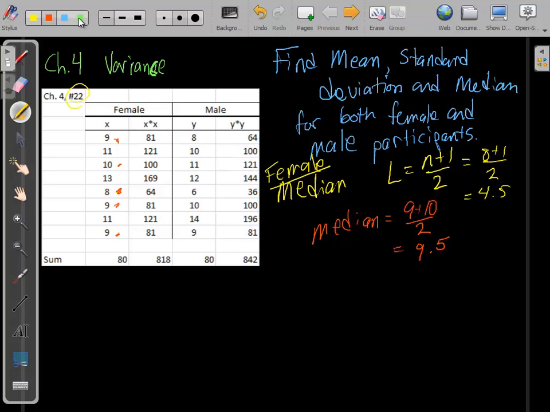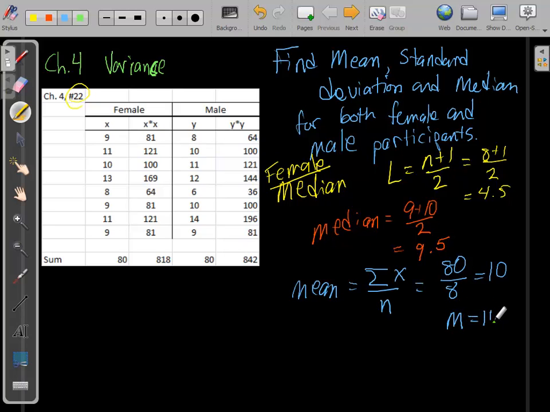For the mean, this is a straightforward computation. The mean is going to be the sum of the x's divided by the total number. I've already calculated the sum, but envision you just adding up all of these values. You would get 80, and the sample size here is 8, so 80 divided by 8 is 10. Okay, so our sample mean M is equal to 10, and our median is 9.5.